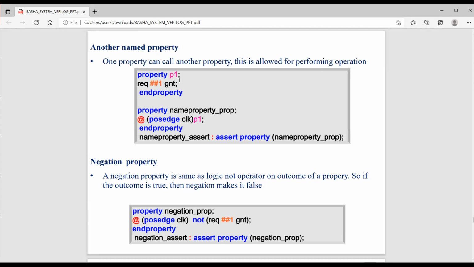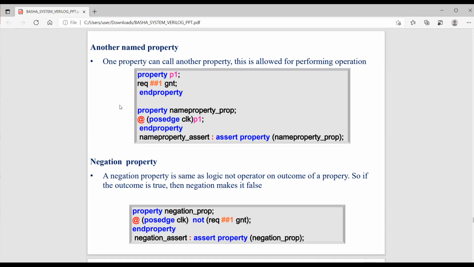And here is another named property. Here you have written a property, and inside this property you are calling another property. So one property can call another property. This is called another named property. Clear up to here?